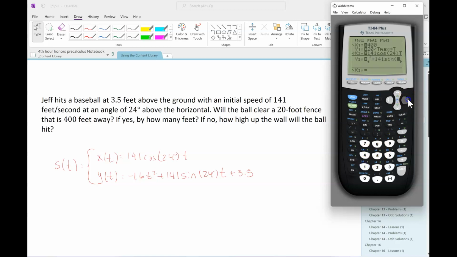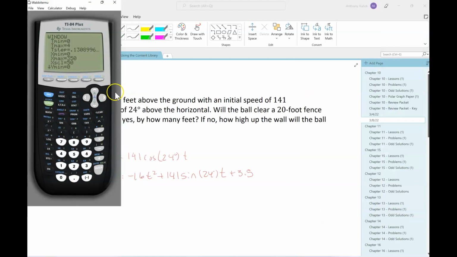141, sine 24. And this is 3.5. Jeff's a little bit taller there, I guess. So if I hit graph, let's see what old Jeffy boy can do here. Oh, stop. I need to readjust, right?